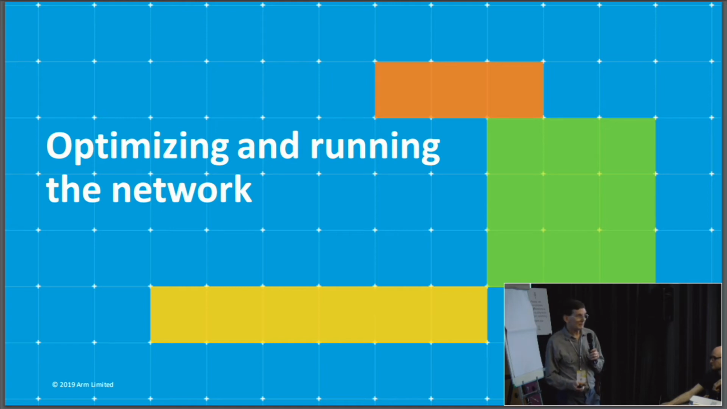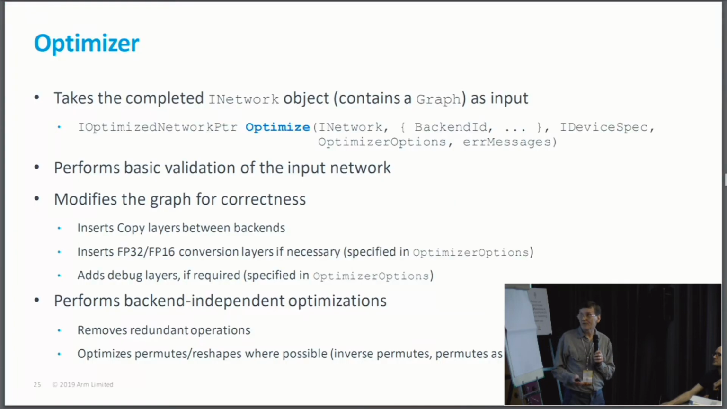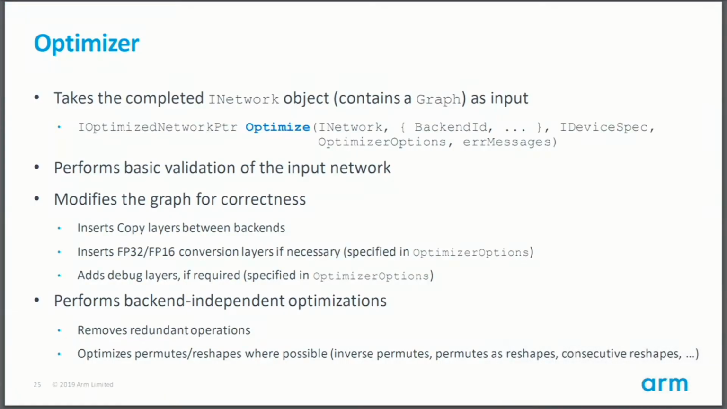So once you've created your graph, the next thing you have to do is to optimize it, and then run it. So we have an optimizer interface which performs basic validation of the network and modifies the graph for correctness, inserting copy layers between the different backends, and we also support as an option floating point 32 to 16 conversions and vice versa. And we also have an option to add debug layers to all of the output tensors in the graph, so that you can get debug information from a graph while you're developing it, and the debug information will be sent to standard output, so that you can see what tensors were generated at each output.